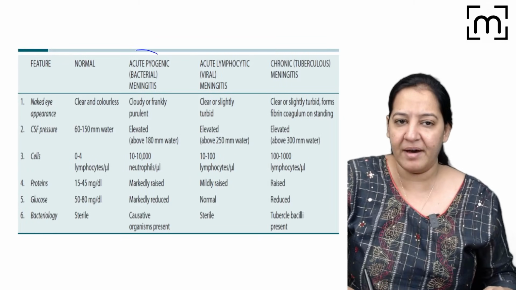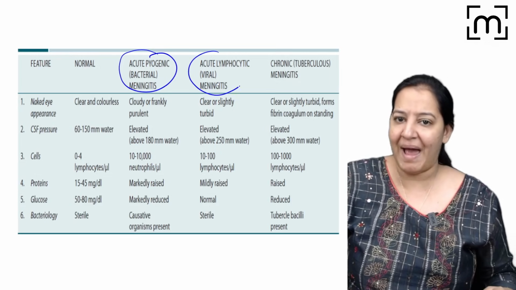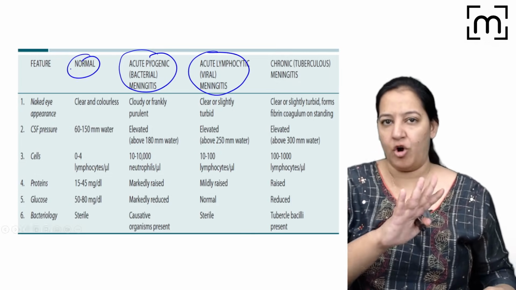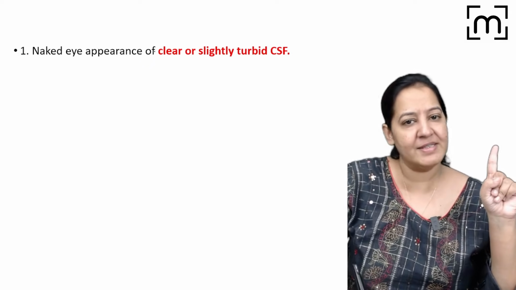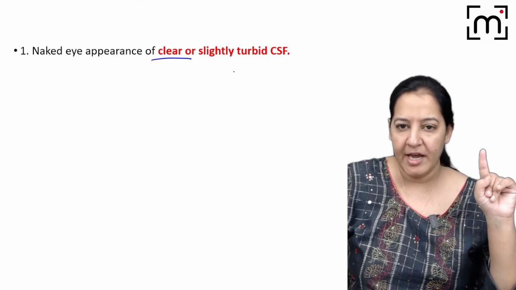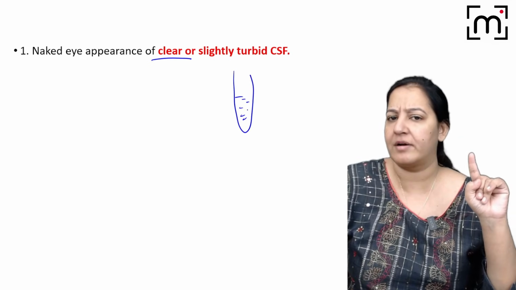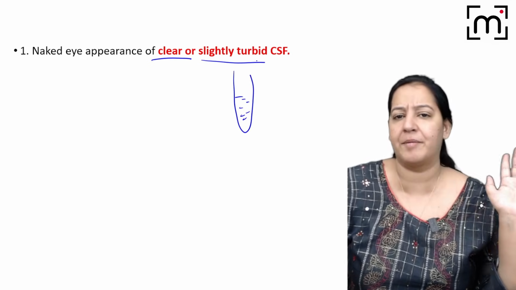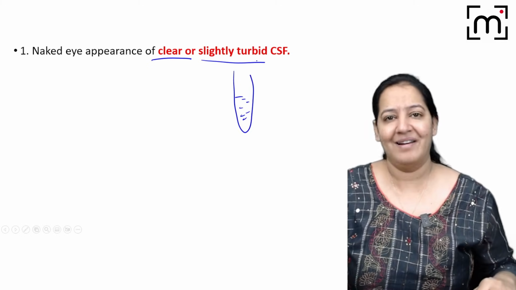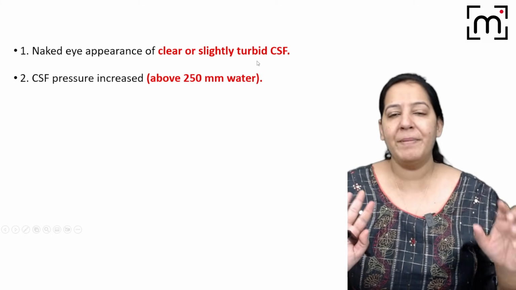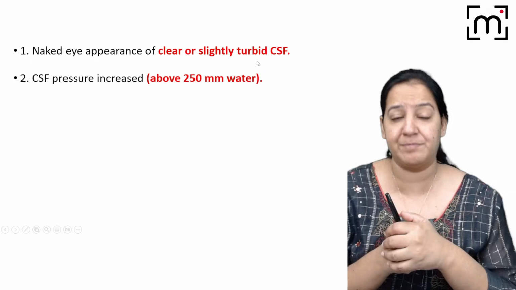Now we have to compare the acute bacterial, acute viral with the normal. Right. Now the first point is the appearance. Here the appearance is clear. There is no pus. If you see the CSF, it's clear like water, colorless, or maybe slightly turbid, but not purulent and cloudy like the bacterial one. It's clear like water, like normal only. So based on appearance, you cannot make a suspicion, right?